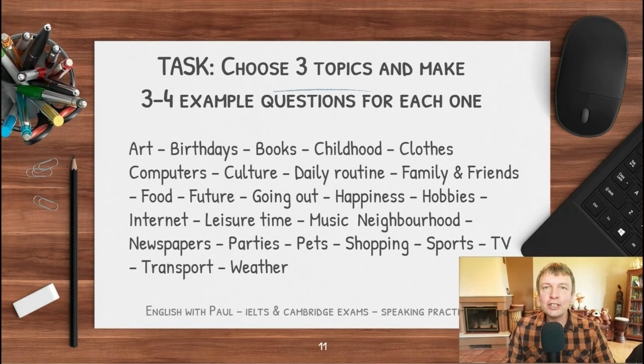And now, as usual, a practice task for you. Choose 3 topics from below and make 3 to 4 example questions for each one. Choose the topics that you're not very familiar with. Make questions and practice them. In the next slides, you will see the topics and questions that I've prepared for you.